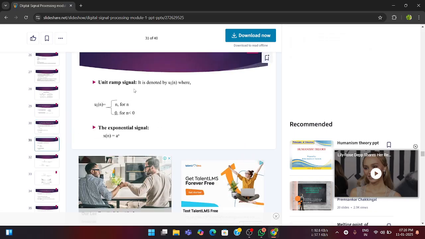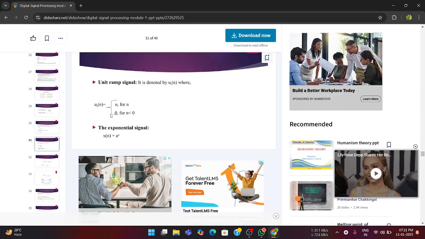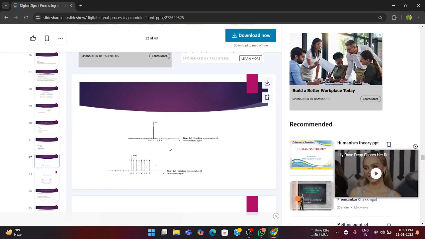Next is the unit ramp signal. It is represented by u r of n, where the value is n for all values of n greater than or equal to 0, and it is 0 for all values of n less than 0. And this is the exponential signal, that is x of n is represented as a power n. So let us see its graph now.